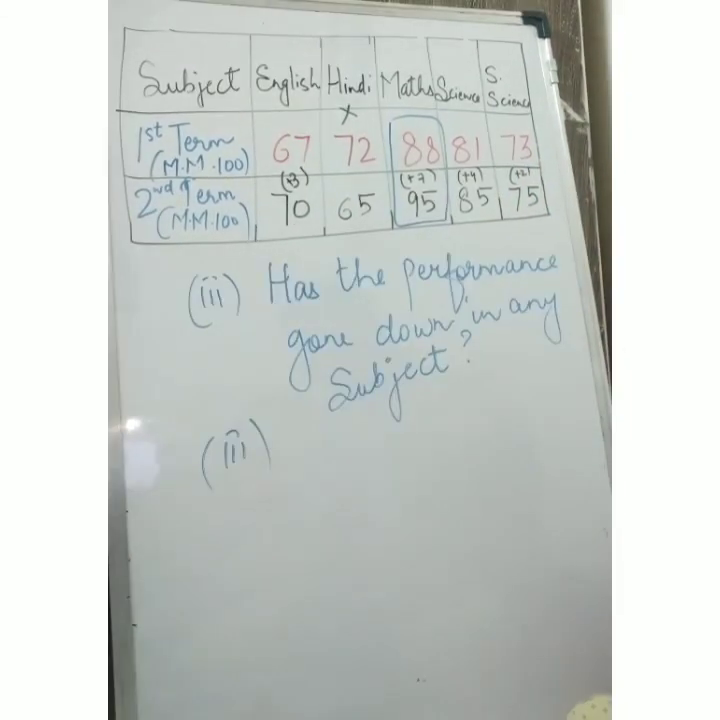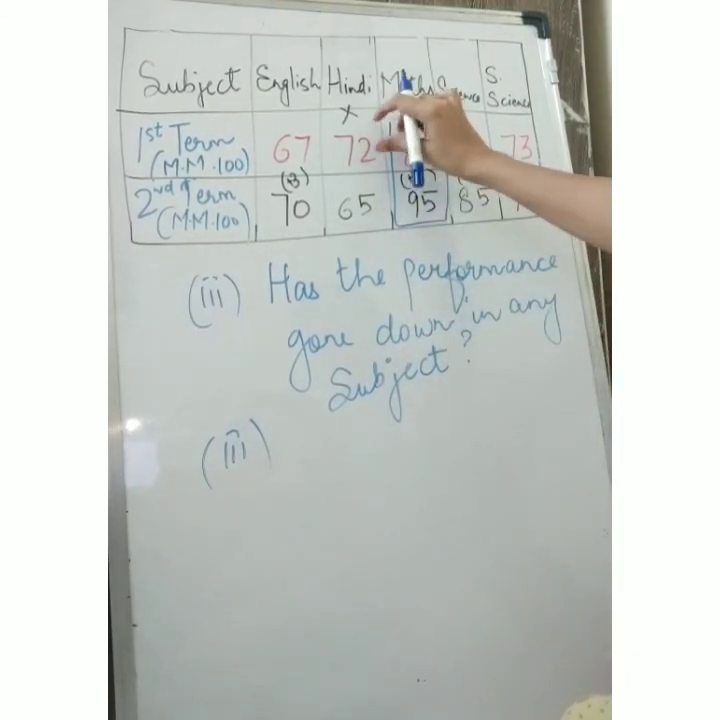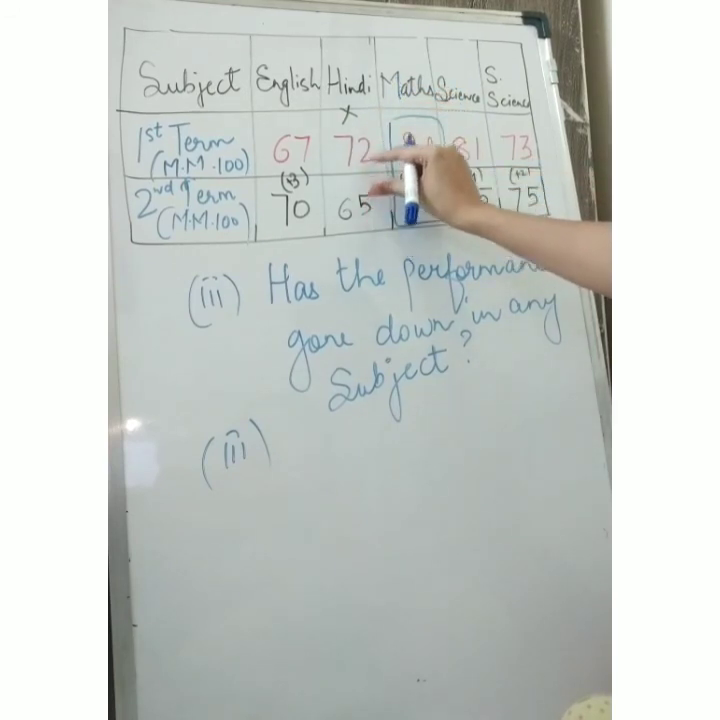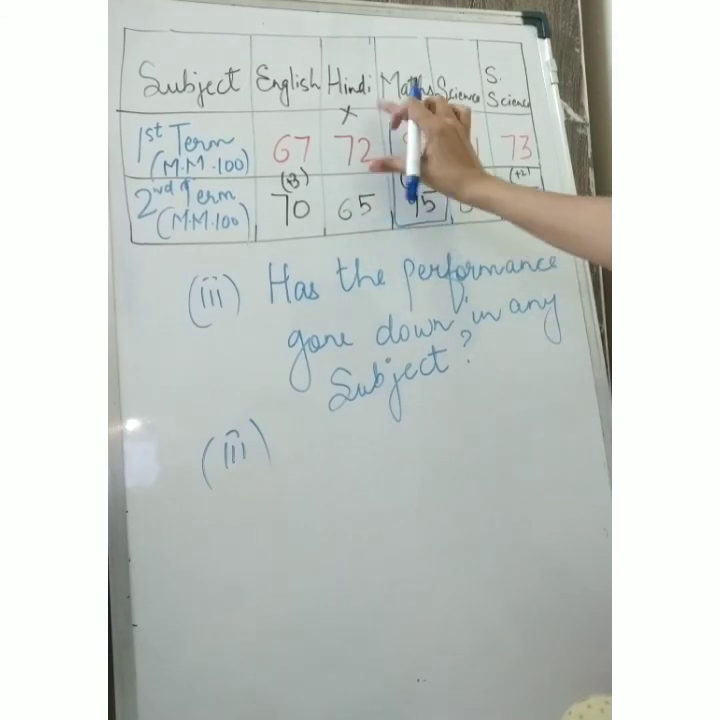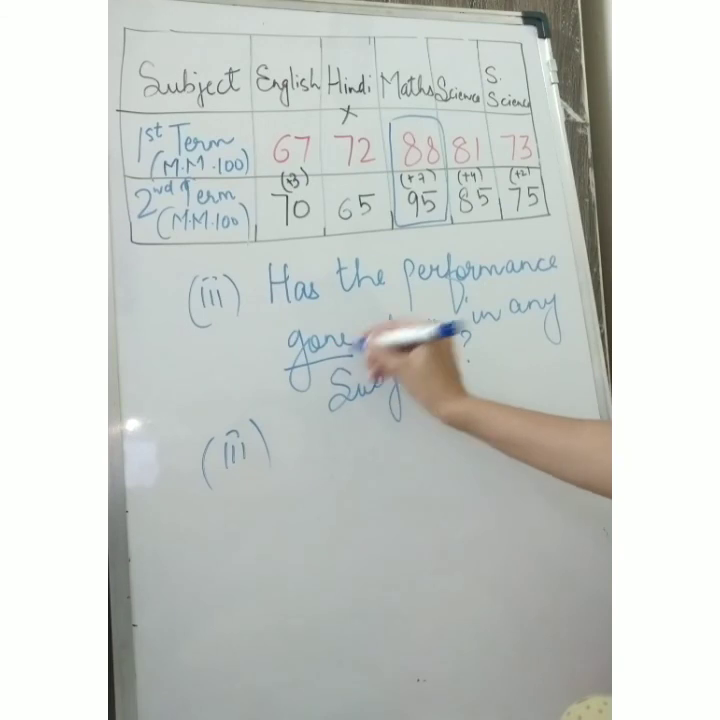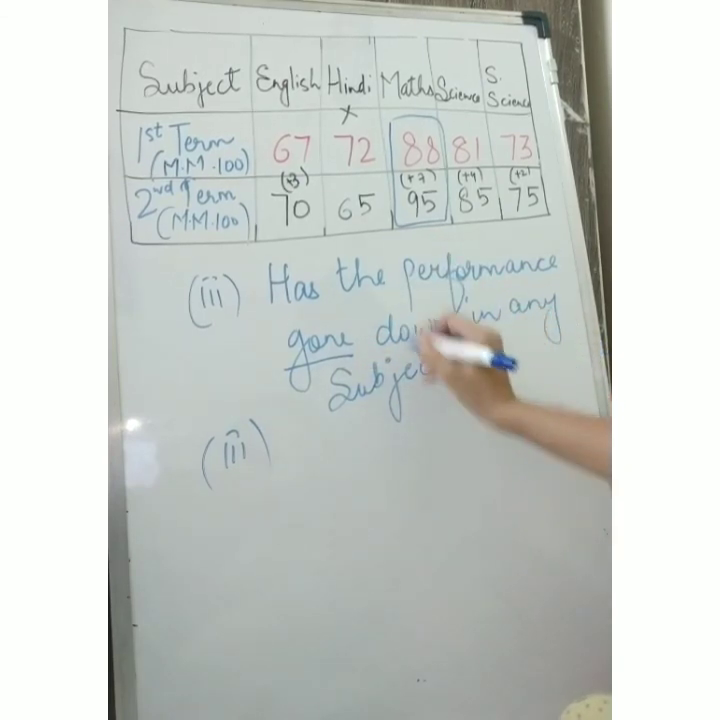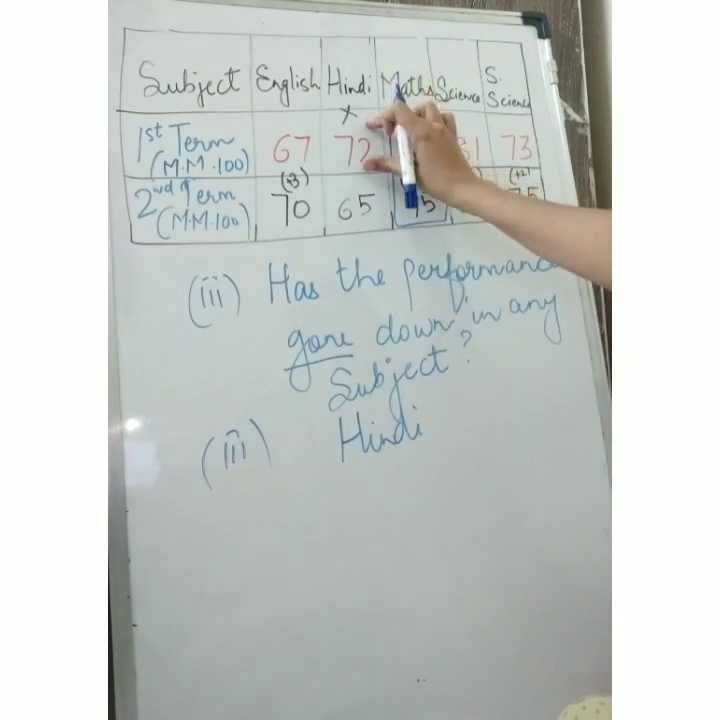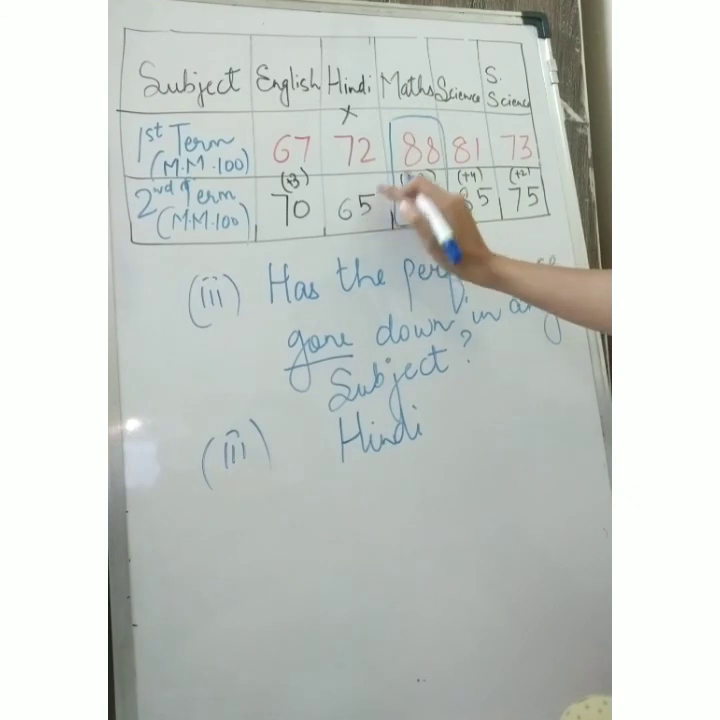Okay, now the last question from this part is, has the performance gone down in any of the subjects? We can see Hindi, because in the first term the student got 72, but in the second term his marks are reduced, less. So has the performance gone down in any subject? So we will write Hindi, because initially the student got 72 in the first term, but in the second term her performance went down. She got less marks. So we will write Hindi. Okay.